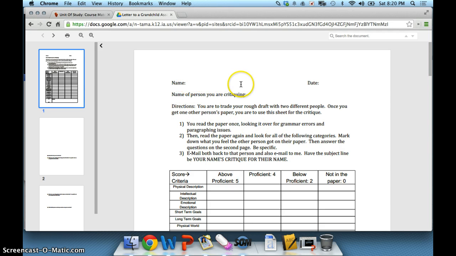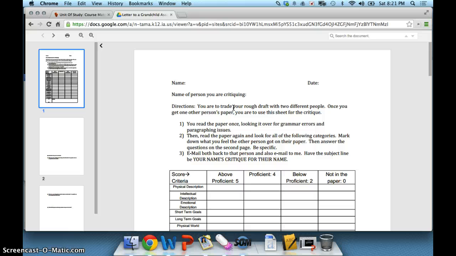Up here, you're going to put down your name and the date, and then the name of the person you are critiquing. So if you are Doug critiquing Caitlin's, write that down. That way I know who you're critiquing, and you know who you're critiquing, and you can send it back to them. First, you're going to trade your rough draft with two different people. Once you get one person's paper, you use this sheet for the critique.